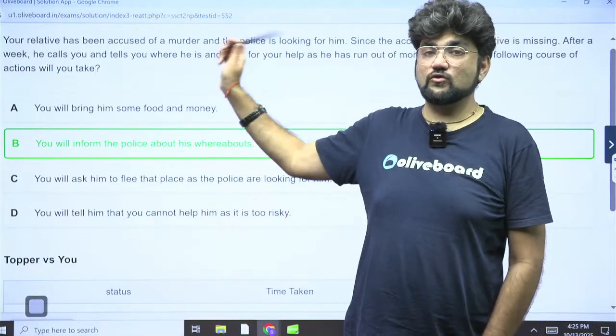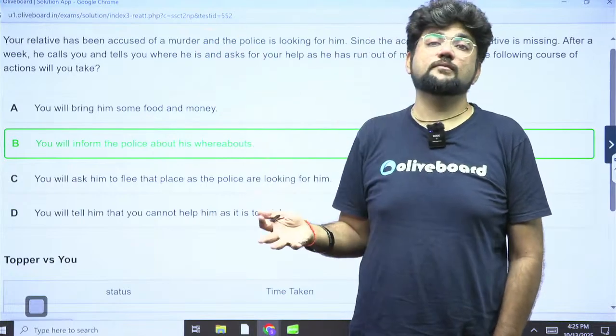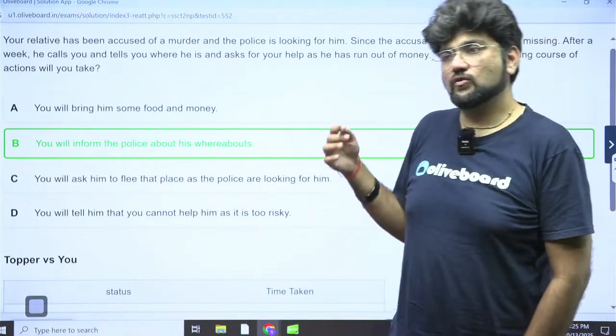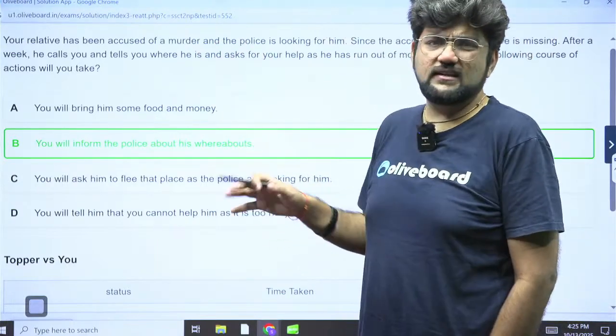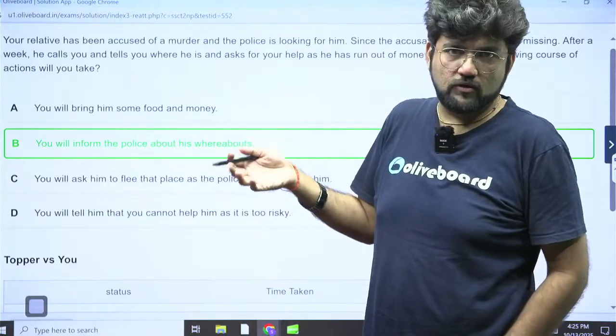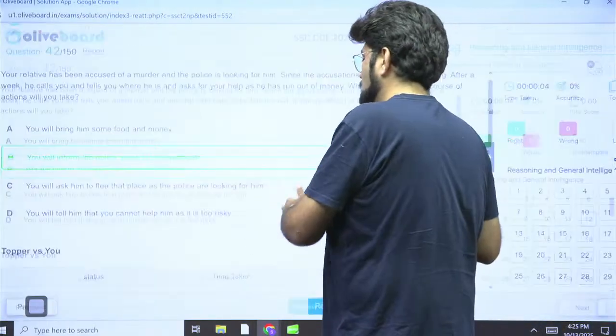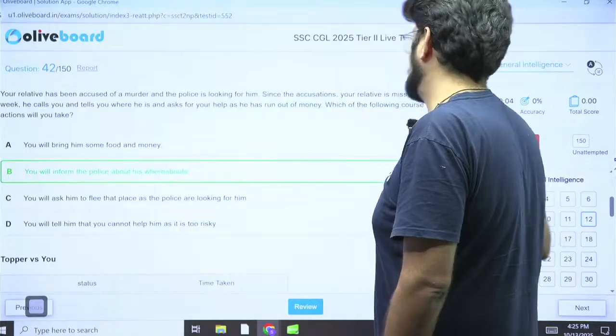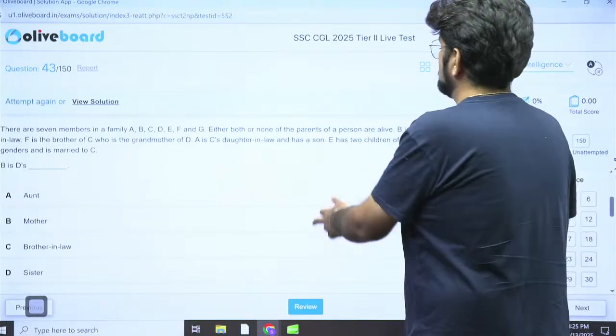If the person is accused of murder, there is a possibility that the person might have committed it, right? So even if the person is innocent, then he should have no fear of running away from the police. So my option is option B. Okay, 38 seconds, not bad, decent. Next.